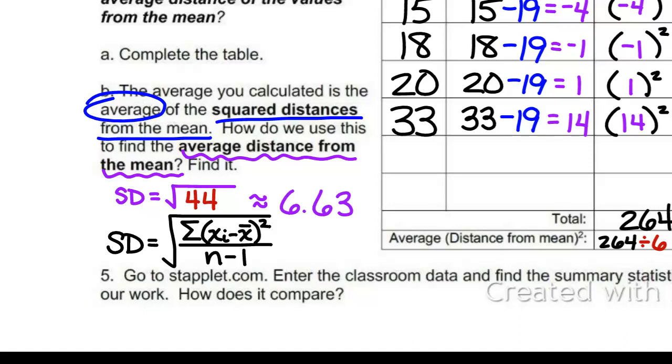Go back to your page. Grab a cell phone calculator for me. I don't want you to do anything with the graphing calculators because I want to leave this up on the screen. Cell phone calculator is fine. Take 44 and divide it by 5. And then square root that number. Yep.